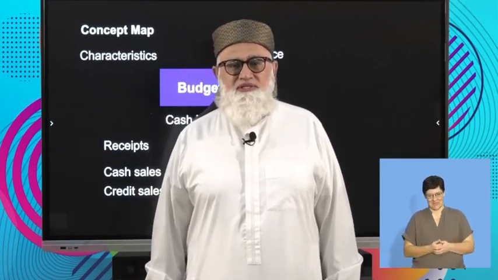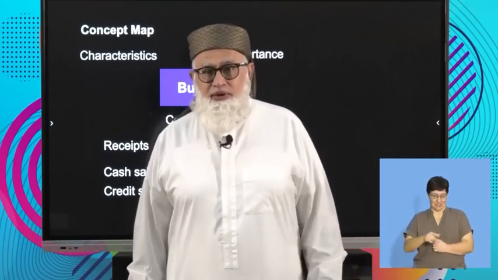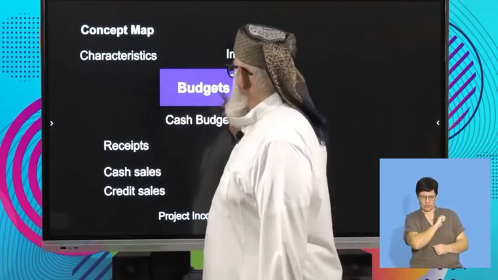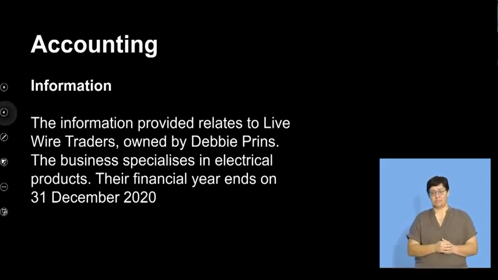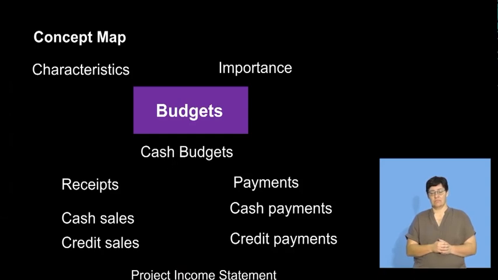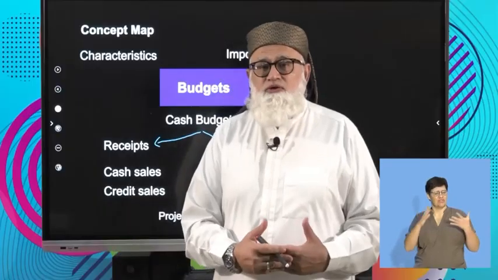Remember, we're busy with cash budgets. We're looking at an actual question. Quick recap in terms of our budgets: we're talking about receipts, and the information that we have here is that we have the receipts and payments. We've spoken plenty about it, so we're not going to go back into that part of it.